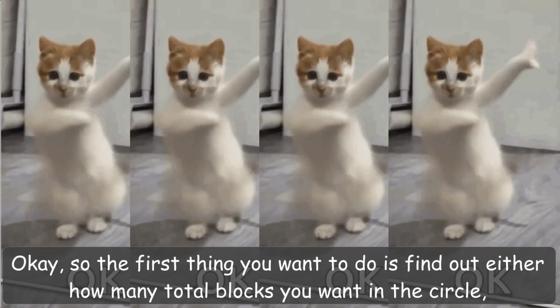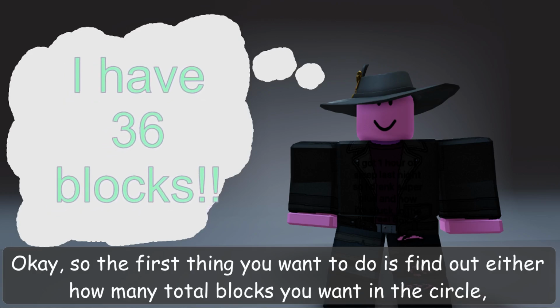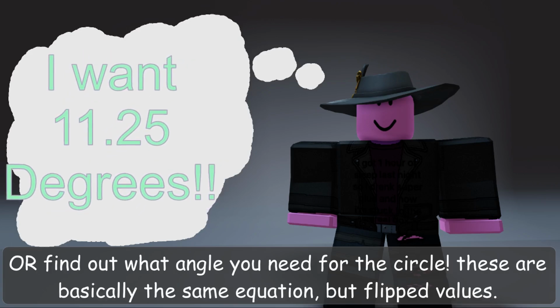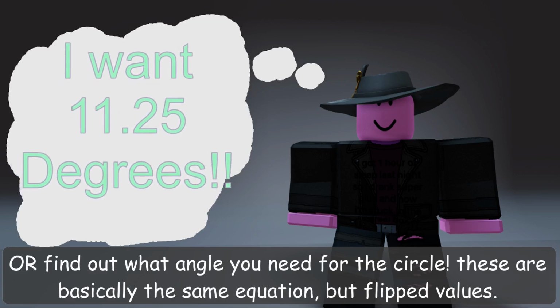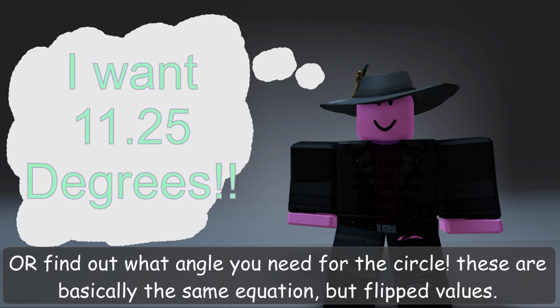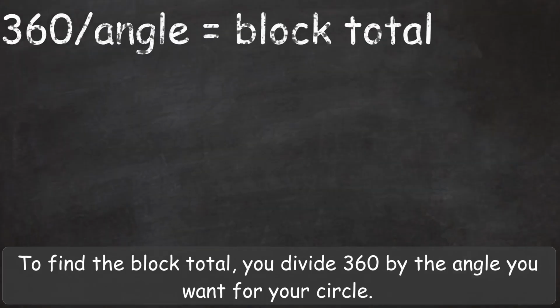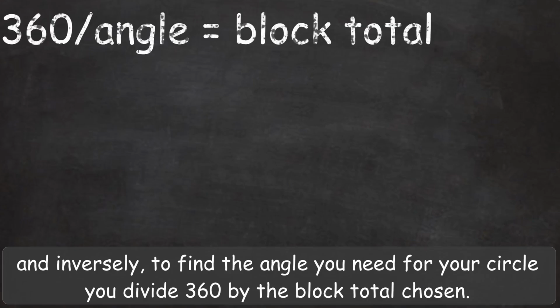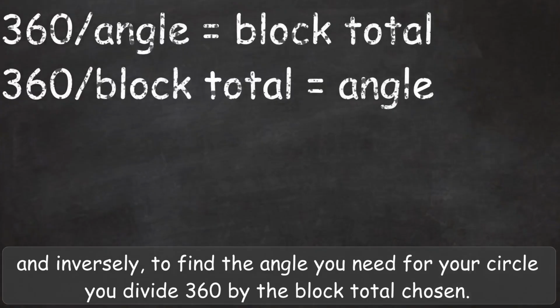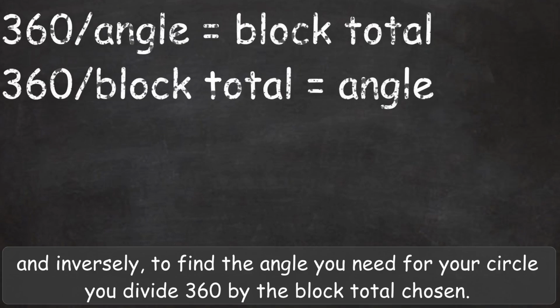Okay, so the first thing you want to do is find out either how many total blocks you want in the circle, or find out what angle you need for the circle. These are basically the same equation but flipped values. To find the block total, you divide 360 by the angle you want for your circle, and inversely, to find the angle you need for your circle, you divide 360 by the block total chosen.